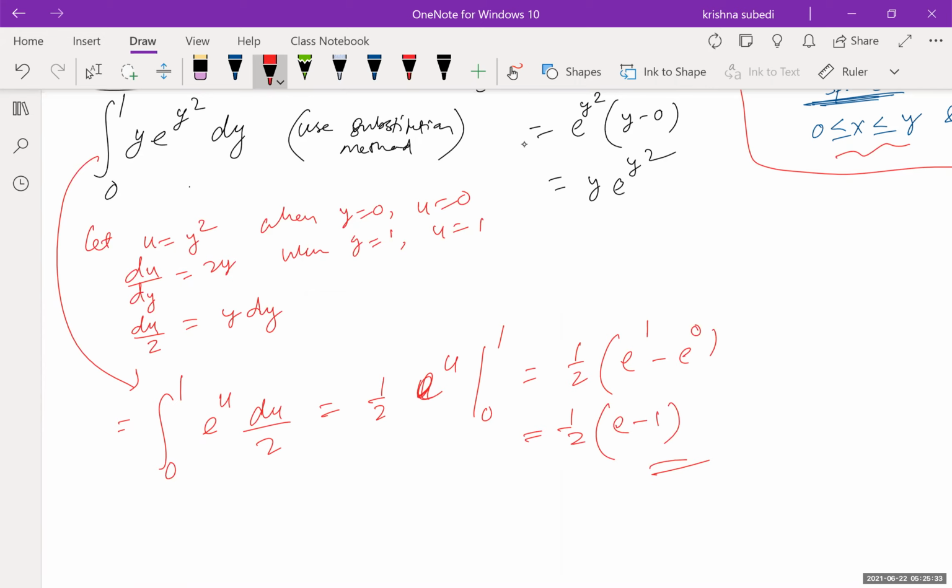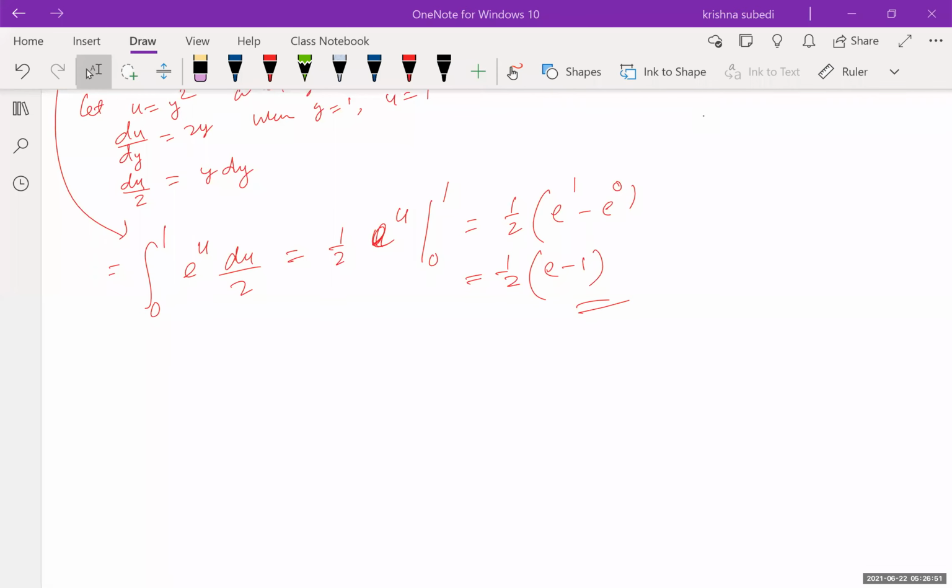Right, so your final answer is going to be half e minus one. Any question? Okay, so we already learned a method how to change the order of integration even if some limit involves a variable. Now we're going to try one more question just for fun, okay?